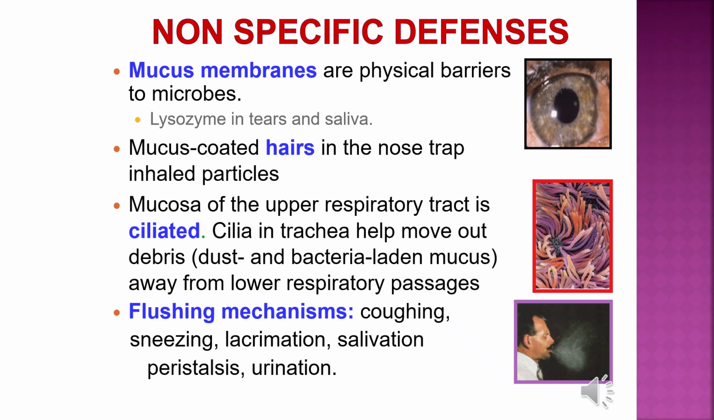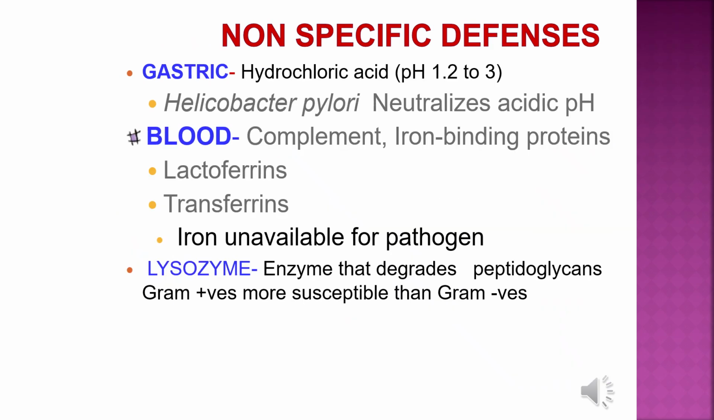the microorganisms. Then gastric hydrochloric acid neutralizes microbes. Helicobacter pylori neutralizes acidic pH, and that is why H. pylori grows in the stomach. Then blood complements and iron-binding proteins like lactoferrin and transferrin all inhibit the growth of microorganisms. Lysozyme is an enzyme that degrades peptidoglycans, so gram-positive bacteria are more susceptible than gram-negative bacteria.